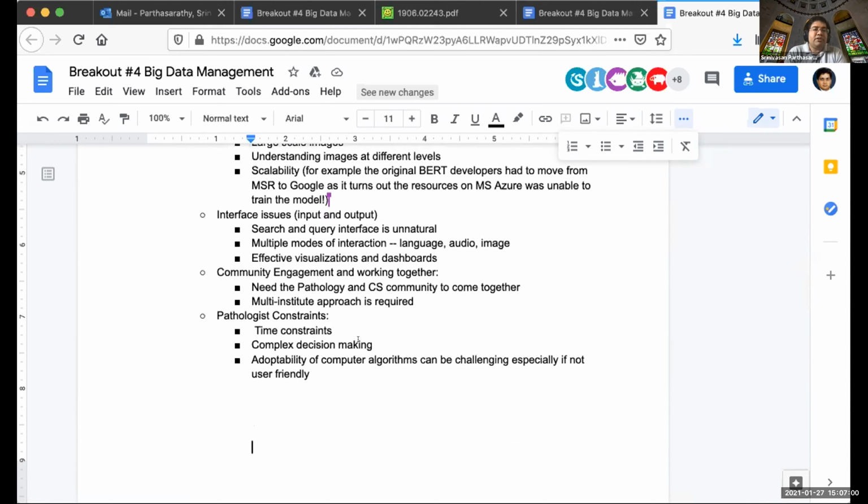Several brought up that one of the challenges is community engagement. I mean, we need these communities to work together. So workshops like this are important. The fact that it has to be a multi-institutional approach. It cannot be one institute in isolation.